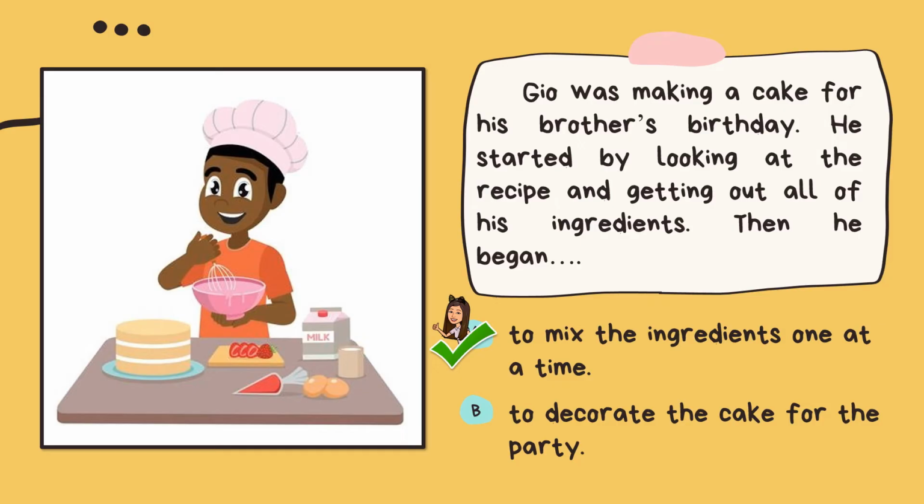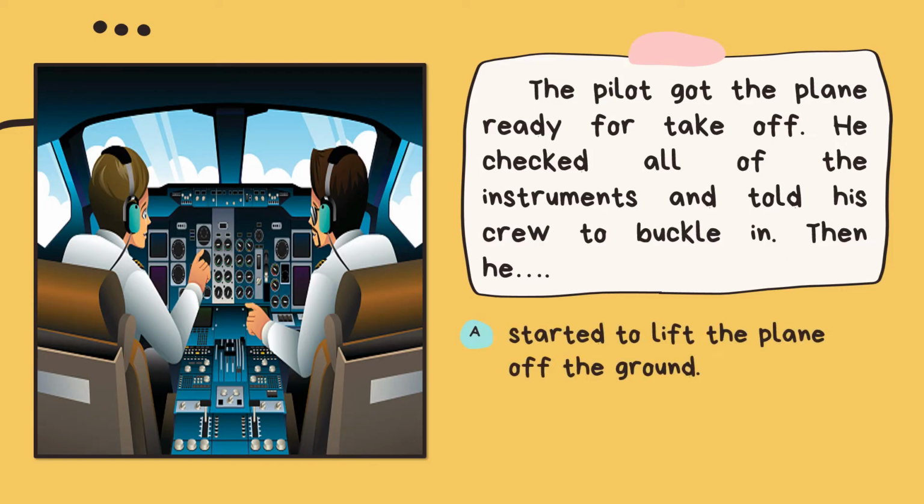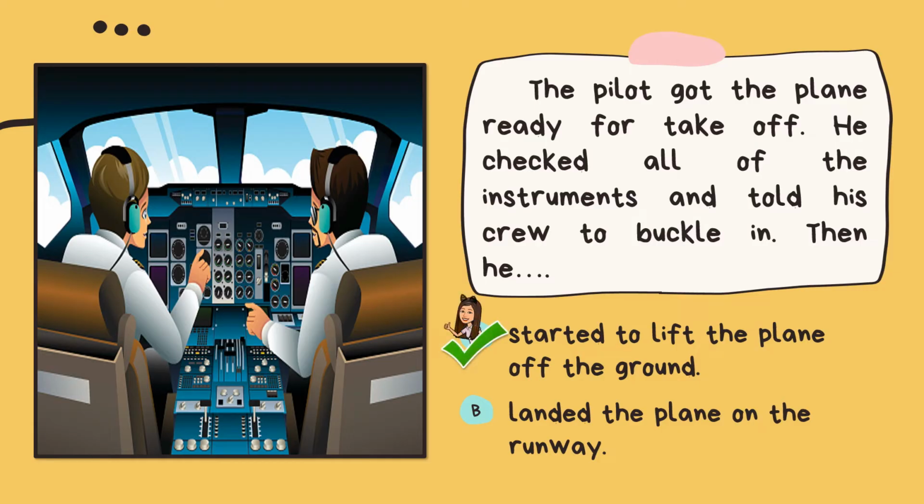Letter A. Number 3. The pilot got the plane ready for takeoff. He checked all the instruments and told his crew to buckle in. Then he, A, started to lift the plane off the ground, or letter B, landed the plane on the runway. The correct answer is very good. The answer is letter A.